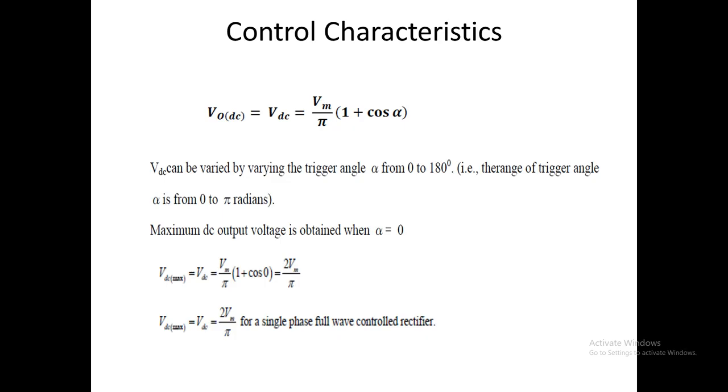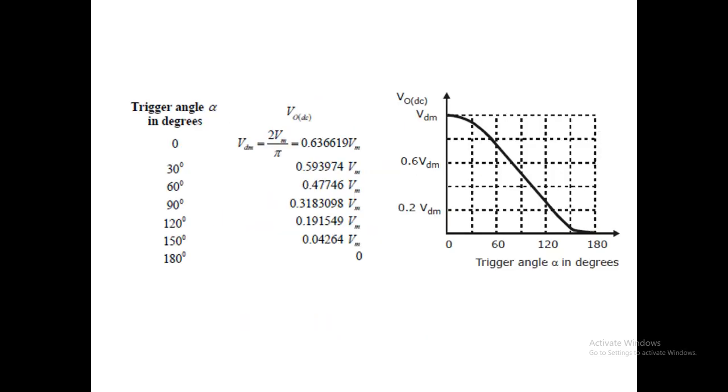Similarly, we can substitute alpha equal to 180 degrees. So cos 180 degrees is minus 1, so 1 minus 1 is 0. So VDC is equal to 0. When alpha is equal to 180 degrees, the output voltage is 0. So by varying alpha from 0 to 180 degrees, we can vary the voltage from the maximum of 2 Vm by pi to 0. This is what we have plotted over here.